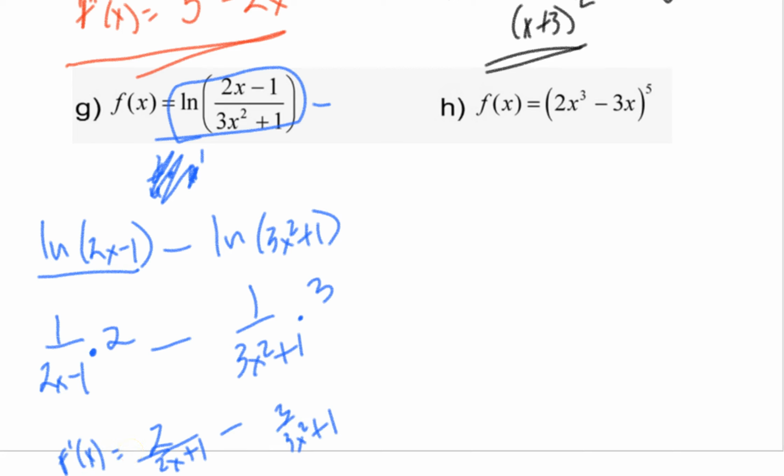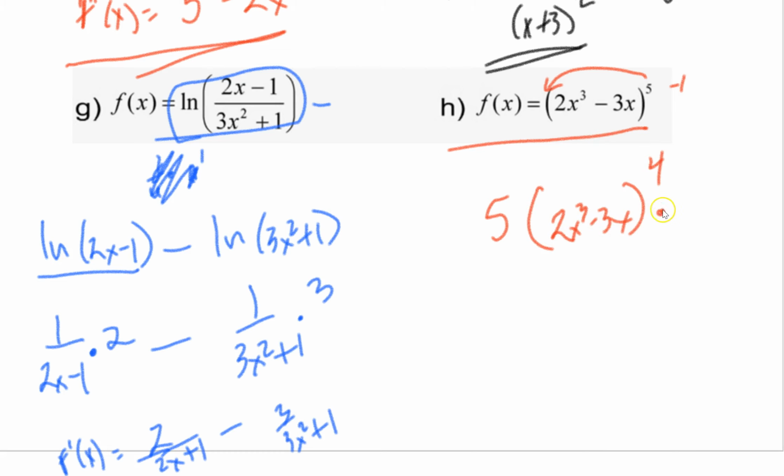So one over here. This is the good old chain rule. Notice how the inside is right there. So we're going to take the derivative of the outside, which is a 5. Subtract 1 off. So I'm going to get 5, 4. Leave the inside alone, then times by the derivative of the inside.